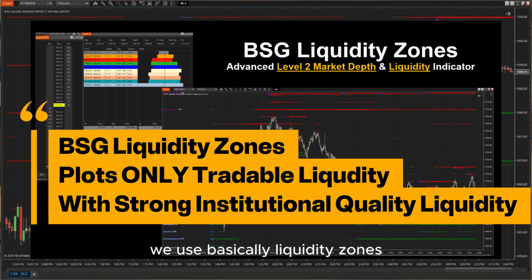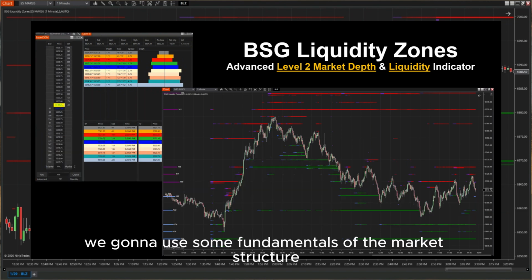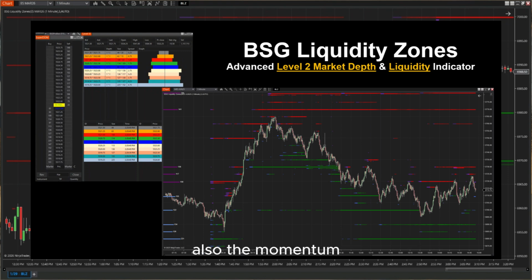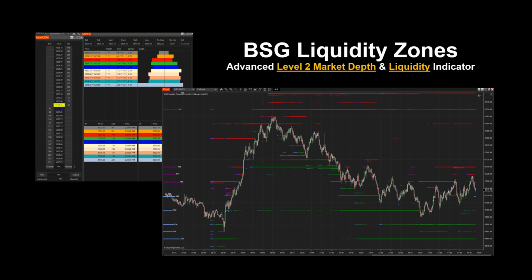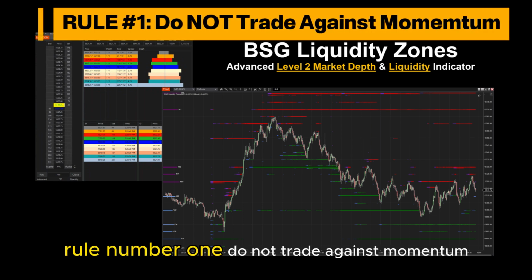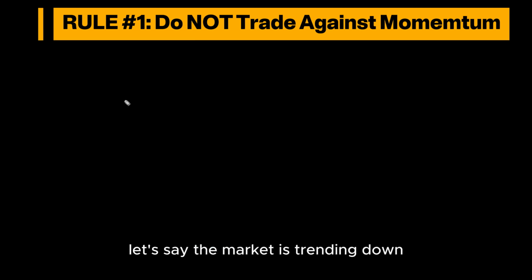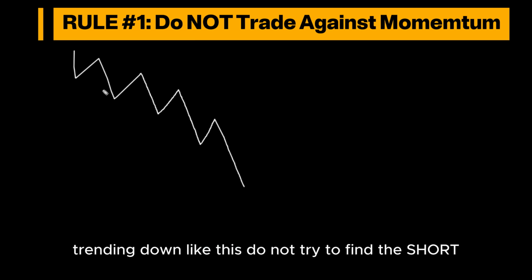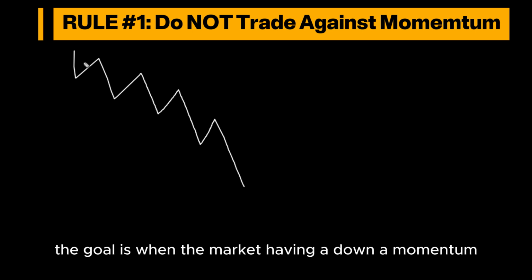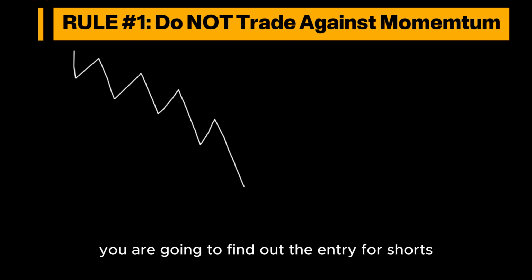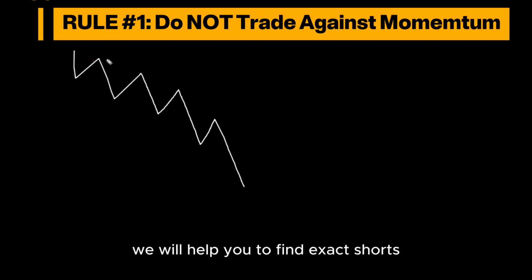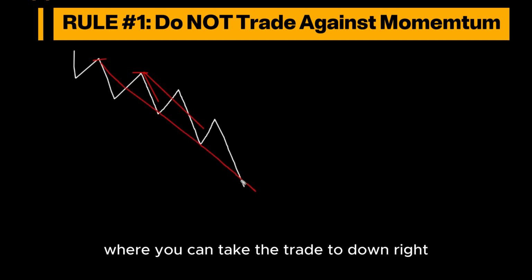Again, we're going to use BSG liquidity zones, and also some fundamentals of market structure, and also the momentum. But when I say momentum, what do I mean? Rule number 1: do not trade against the momentum. What do I mean by that? Let's say the market is trending down like this. Do not try to find the short.